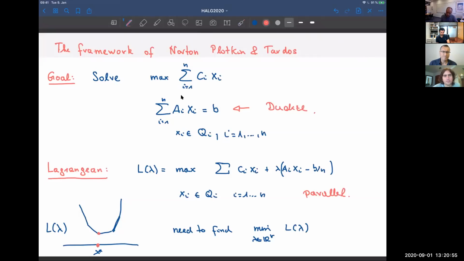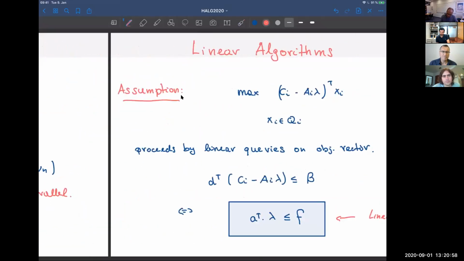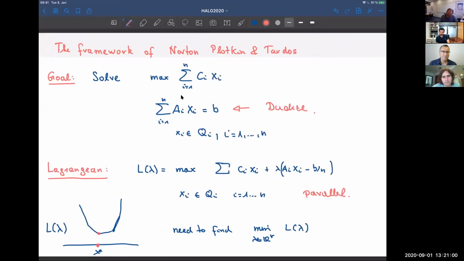Good. So this is what we have to do. But now the thing is that this Lagrangian, L of lambda, can be evaluated in parallel, right? Because the xi's here are not linked anymore. I've removed the linking constraints and put them in the objective function.